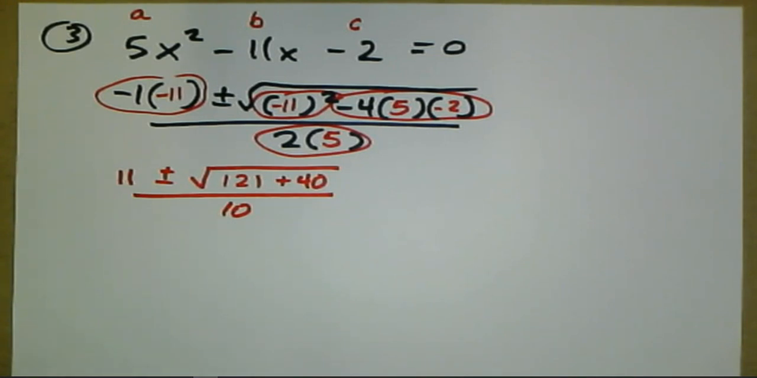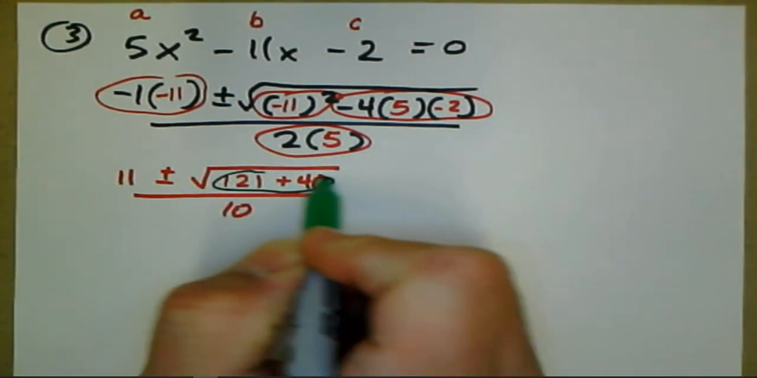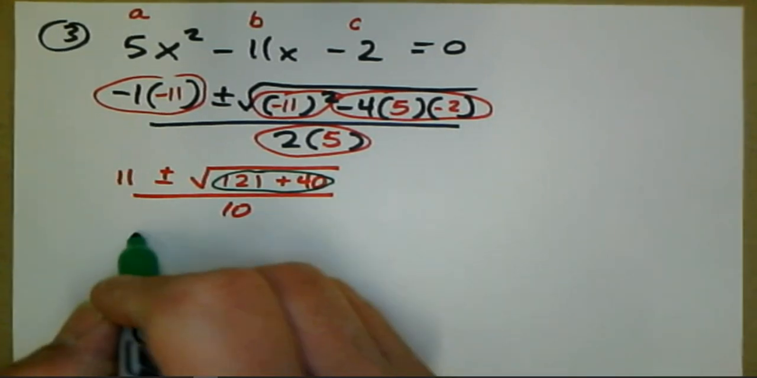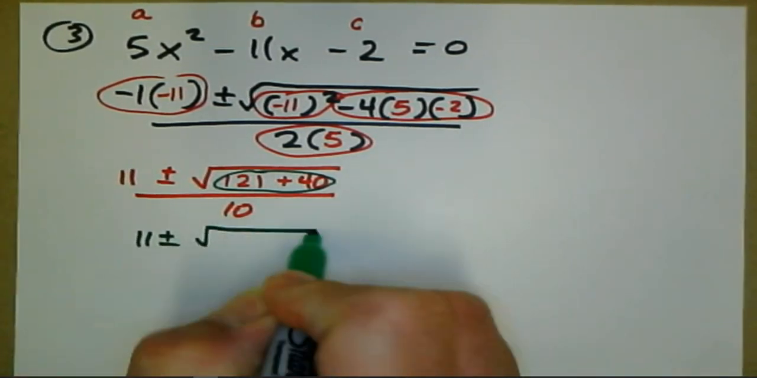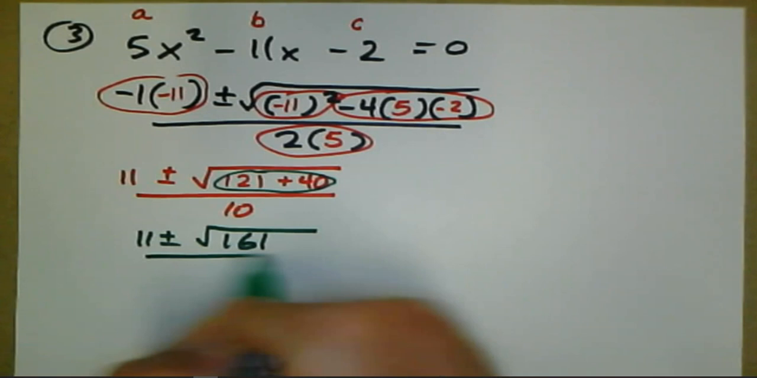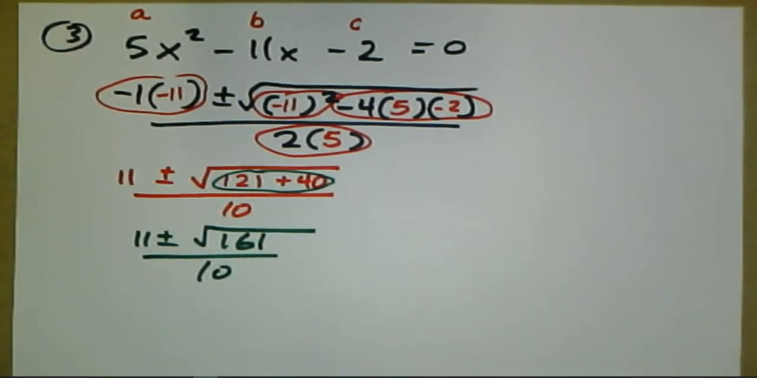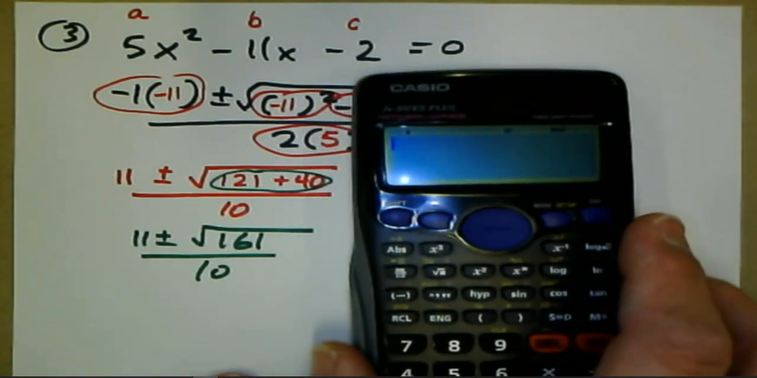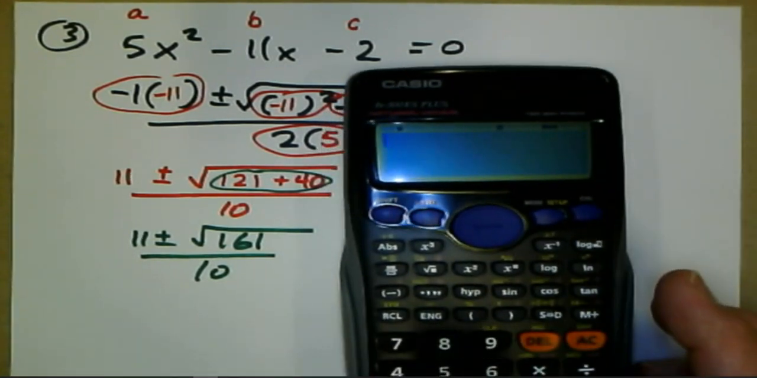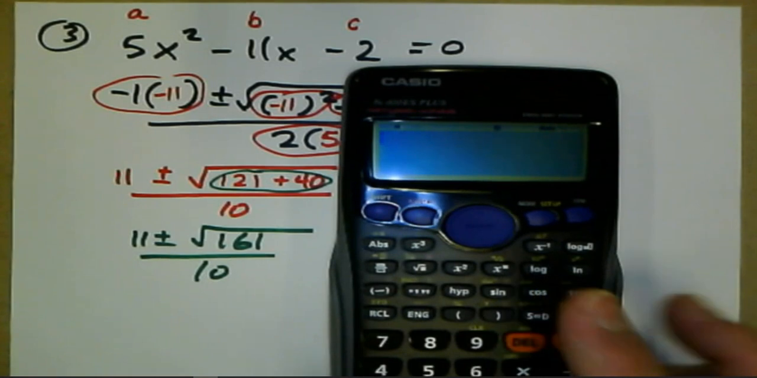So the only thing we can do next is what? That's right, on the inside, 121 plus 40, 161. We're going to take our calculator. You guys at home, I think you're pretty much done, unless I can get you one of these calculators. I'm working on that.